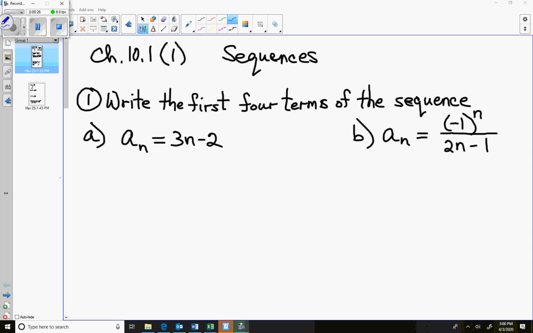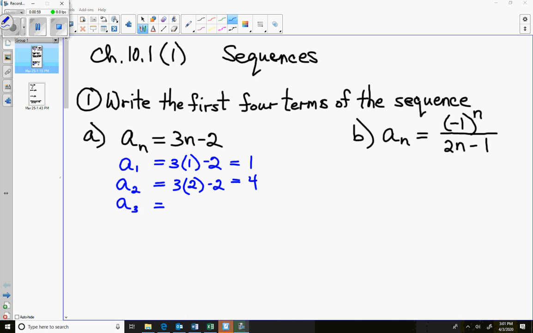So the first term would be a subscript 1. Everywhere you have an n, plug in a 1. So, and then do the arithmetic. 3 minus 2 equals 1. So the first term is 1. Second term. Now, everywhere you have an n, plug in a 2. 3 times 2 is 6, minus 2 is 4.